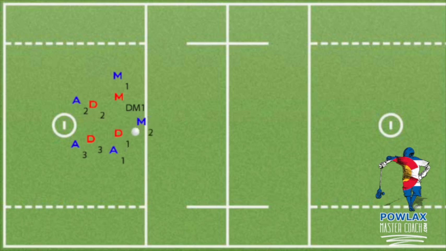So if D1 slides, he will hit A1. If D2 slides, he will hit A2. And if D3 slides, he will hit A3. D1 will most likely slide, and he will hit A1. A1 can look through to A2 to score, and then down to A3.